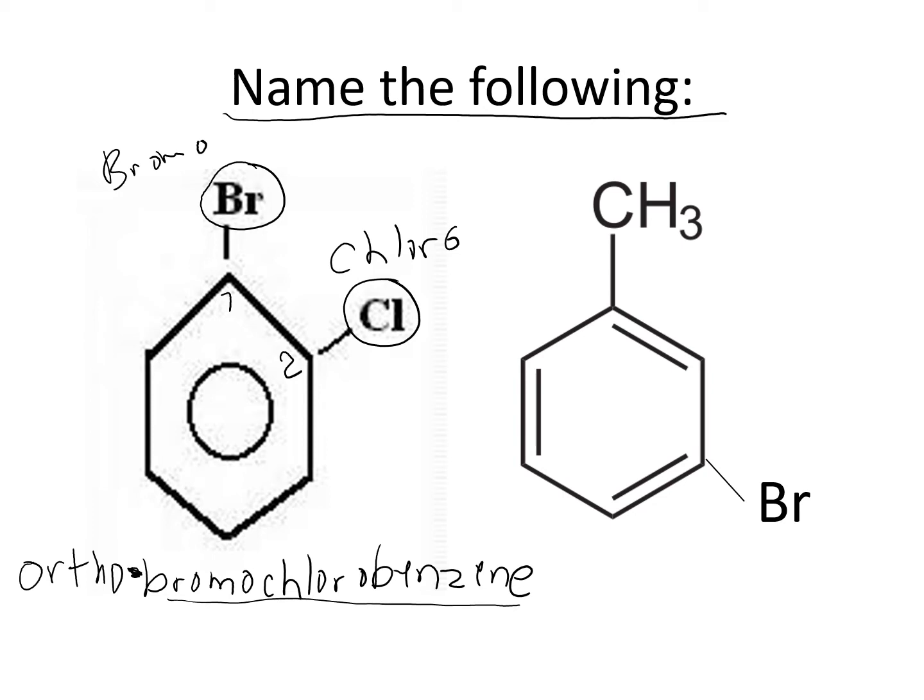The second one here, we have a group attached. We call that methyl, and we have a group Br, which is bromo.